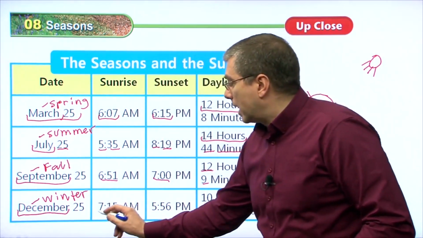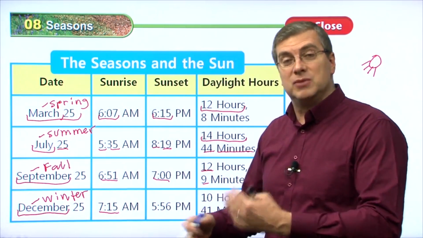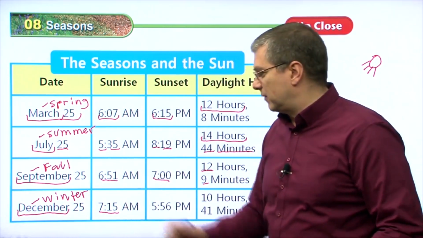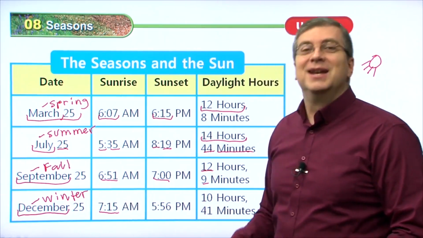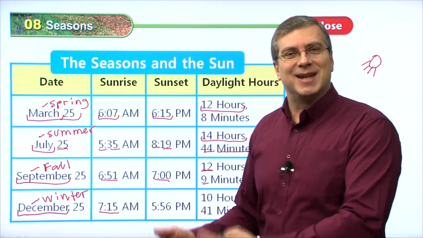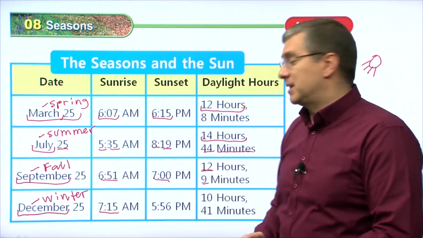And the sun rises at 7:15 a.m. That's later. Now, usually we're waking up at 7:15, right? Not 5:30. That's too early. But 7:15, that's a little bit more of a decent hour. That's a more friendly hour of the morning, right? And the sun is coming up at that time.